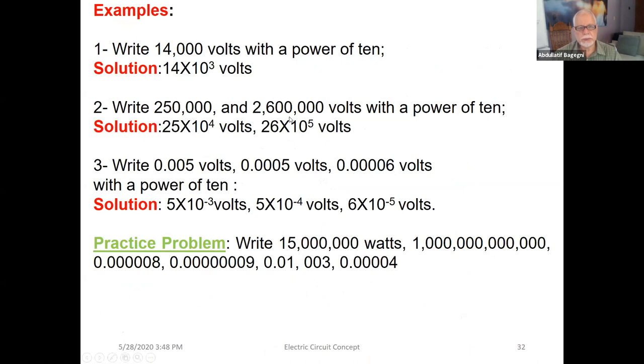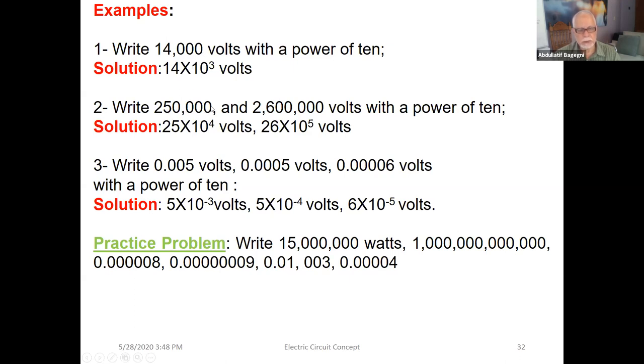Okay, so let's use the prefix and the power of 10 to write down this example here. As you see here, we have 14,000 volts and we want to write this number as a power of 10. So what I do, I need to count how many zeros we have, and then we use that count as the power of 10. So here we have 1, 2, 3 zeros. So it would be 14 times 10 to the power 3, which is the count of the number of zeros.